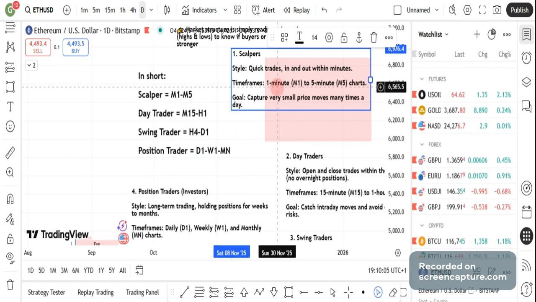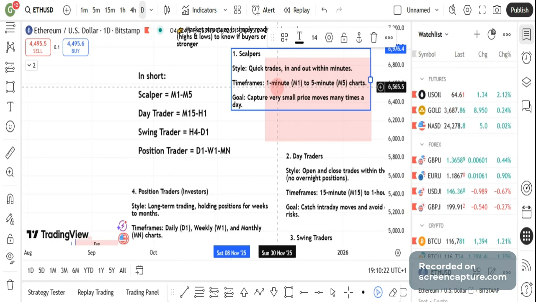Now, these scalpers, they don't hold trades for long. They don't hold it for an hour. Now they just look for a short opportunity from the 1 minute time frame to the 15 minute time frame, or to the 5 minute time frame. Those are scalpers, short opportunity.